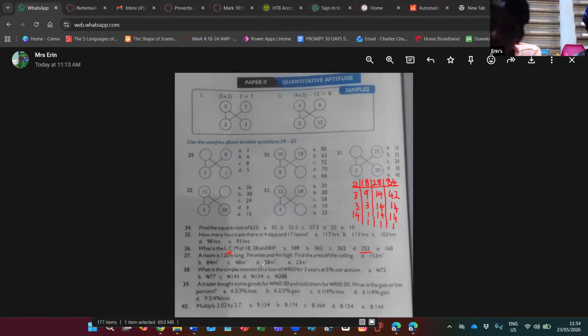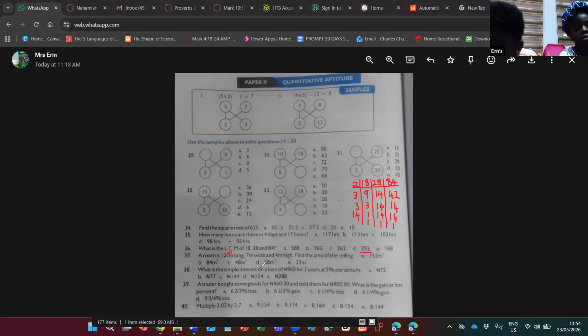Okay? So that's why I said understanding this question is very, very critical. So please, the answer for this should be 12 by 7. Okay? 12 meters long, 7 meters wide. So, 12 times 7 is what?